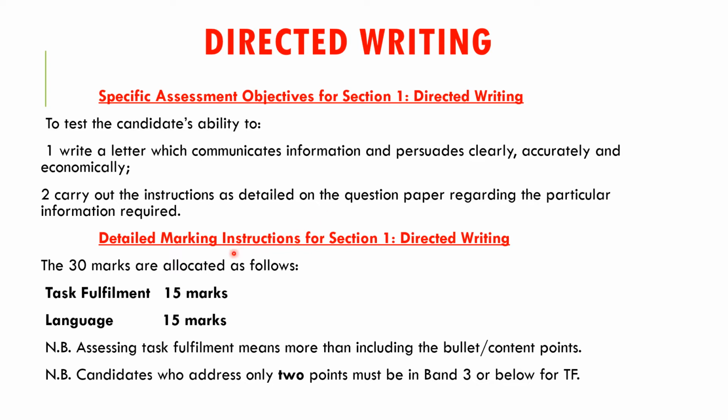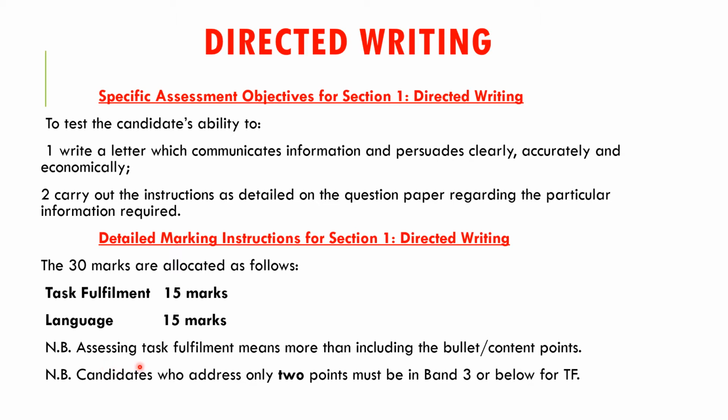Now look at the detailed mark scheme. There are 30 marks for this part, for directed writing. They have 15 marks for your task fulfillment, and your language has 15 marks. So be very sure about covering all these areas. Your language has to be such that you can get maximum marks, and your task fulfillment, the material you are writing, has to be so strong that you can get maximum marks.